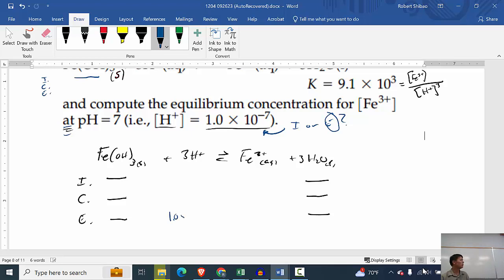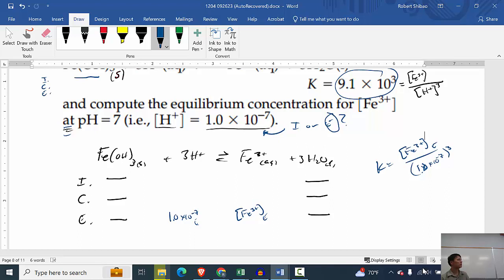So we know that this is going to be 1.0 times 10 to the minus 7. And therefore, what we need is the iron 3 plus concentration. Well, we don't need the rest of the ice table for this, because if we know that this is equilibrium here, then that's fine. We're going to get K is equal to the iron 3 plus concentration at equilibrium divided by the equilibrium H plus concentration cubed. So this is 1.0 times 10 to the minus 7, since pH 7 is neutral, and this is going to be cubed. And so we know what K is. K is this. This favors the right side, and we just solve for this.